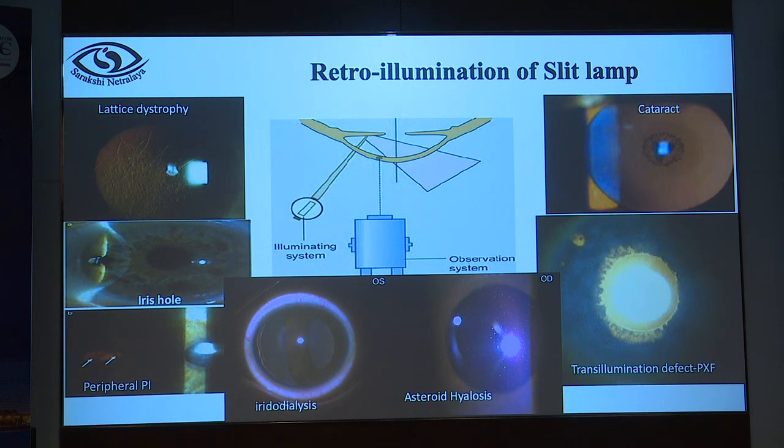Now let us move on. So what is retro mode? What we learned is that it is something like a retro illumination from a slit lamp. When you get a retro illumination on a slit lamp, you can see structures ahead better in a different perspective.